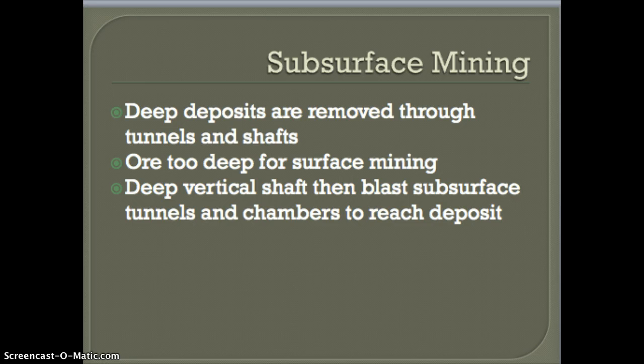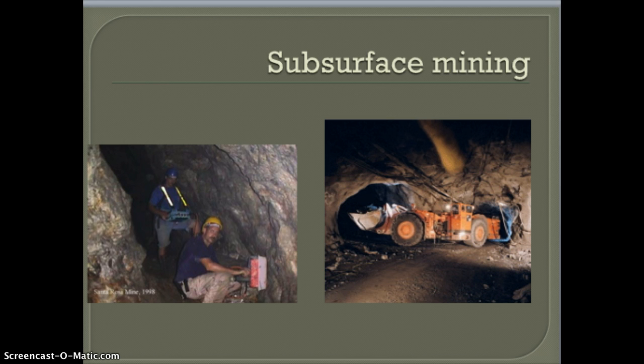Okay. Another type of mining is subsurface mining. Here, deep deposits, of course, are removed through tunnels and shafts. We have to do that because the ore is just too deep for surface mining. Typically, you dig a very deep vertical shaft, then blast some subsurface tunnels and chambers to reach the deposit. It involves a lot of labor, much of that done by machines now. This shows a picture of a couple miners, also the machines that are involved here, and the work that has to be done there.